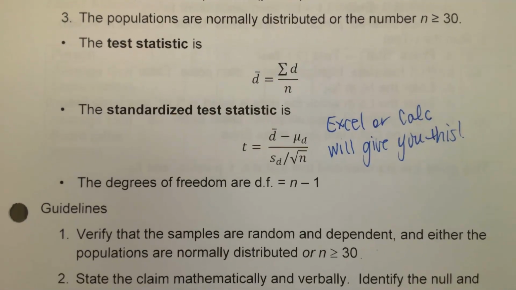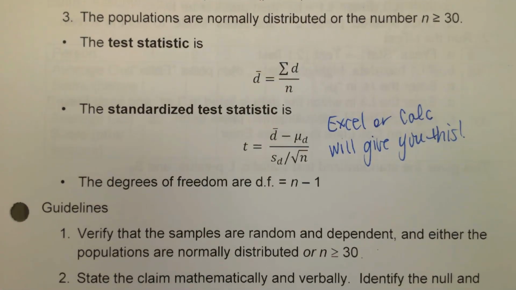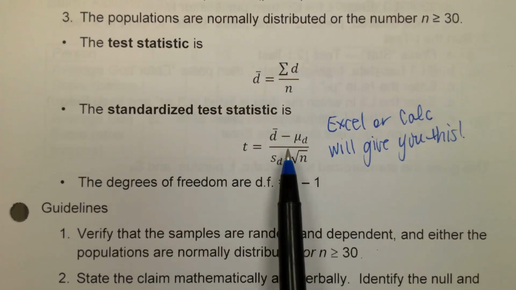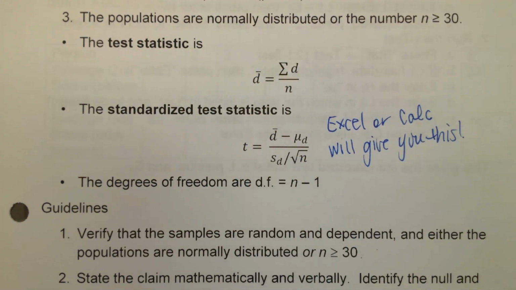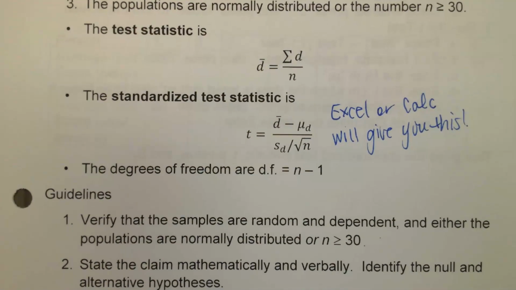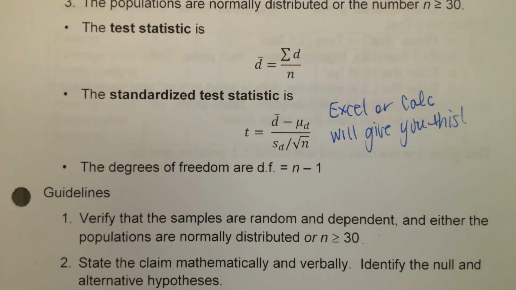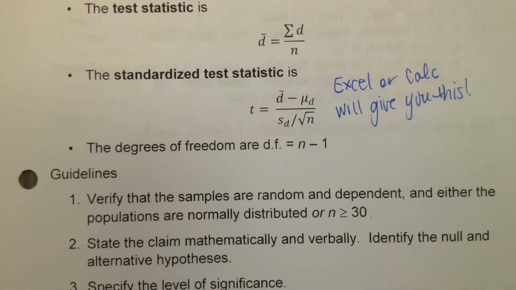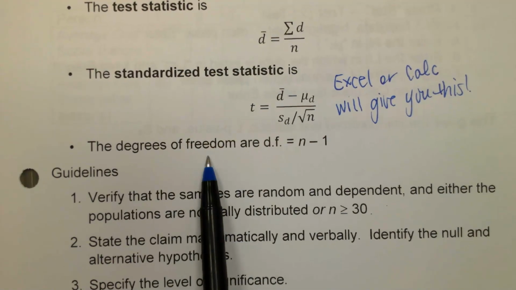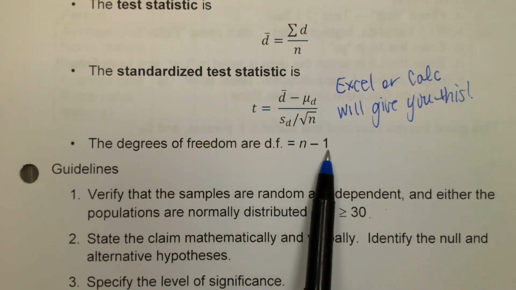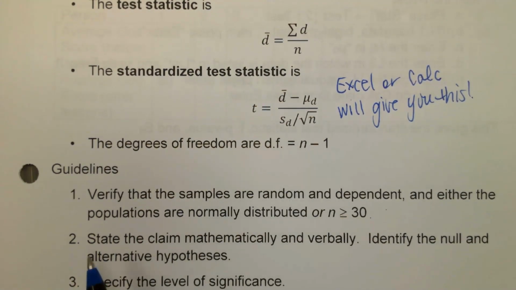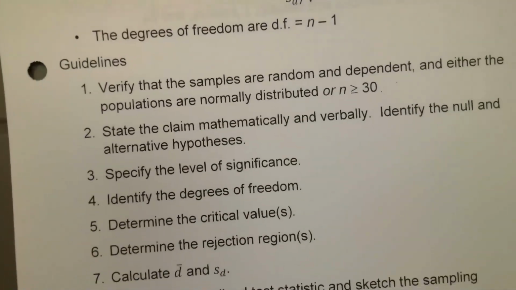So you don't have to calculate it yourself unless you really want to. This will pop out when you run your test. Okay. All right. And the degree of freedom, just to remember, is going to be n minus 1. Here's our guidelines.